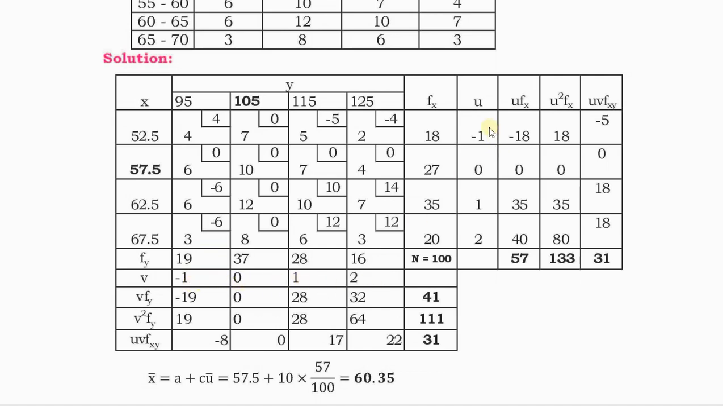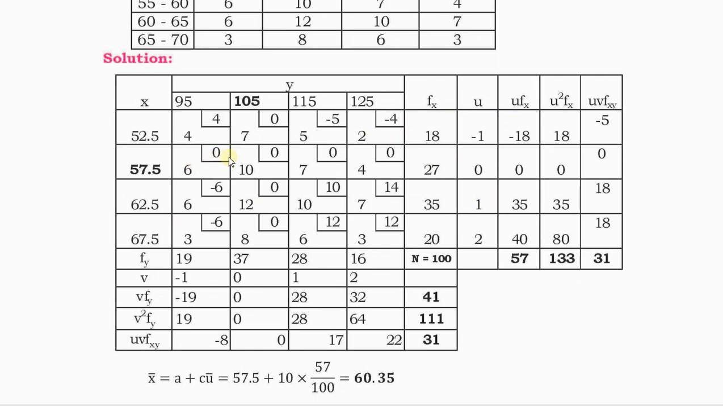So now it works such that u into v into this frequency here. So minus 1 into minus 1 into 4, that is 4. Minus 1 into 0 into 7, that will be 0. Minus 1 into 1 into 5. Minus 1 into 1 will be minus 1. Minus 1 into 5 will be minus 5. Minus 1 into 2, that is minus 4. So you have to multiply here u values into v values into the frequencies. So that value we have to write in the bracket here. Okay.